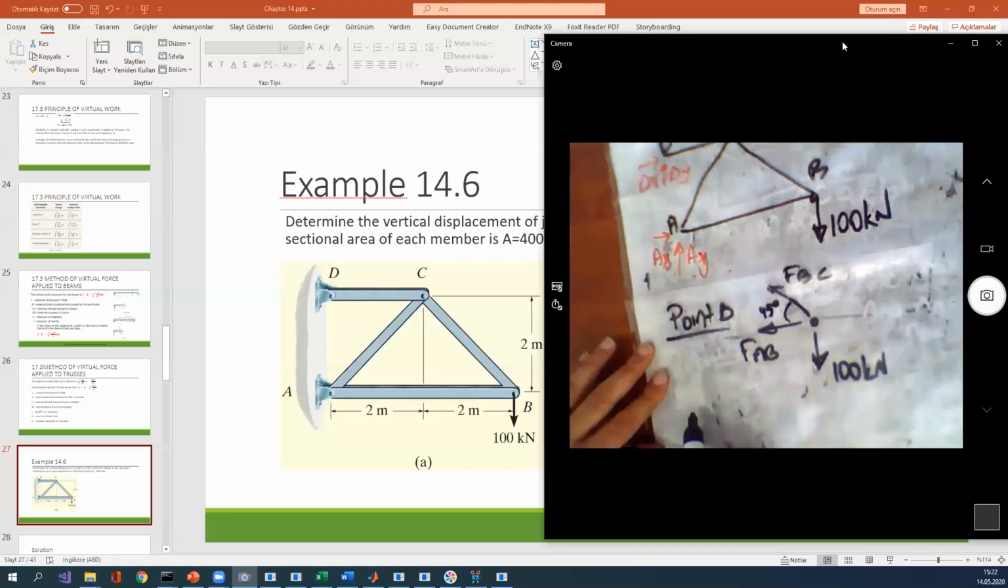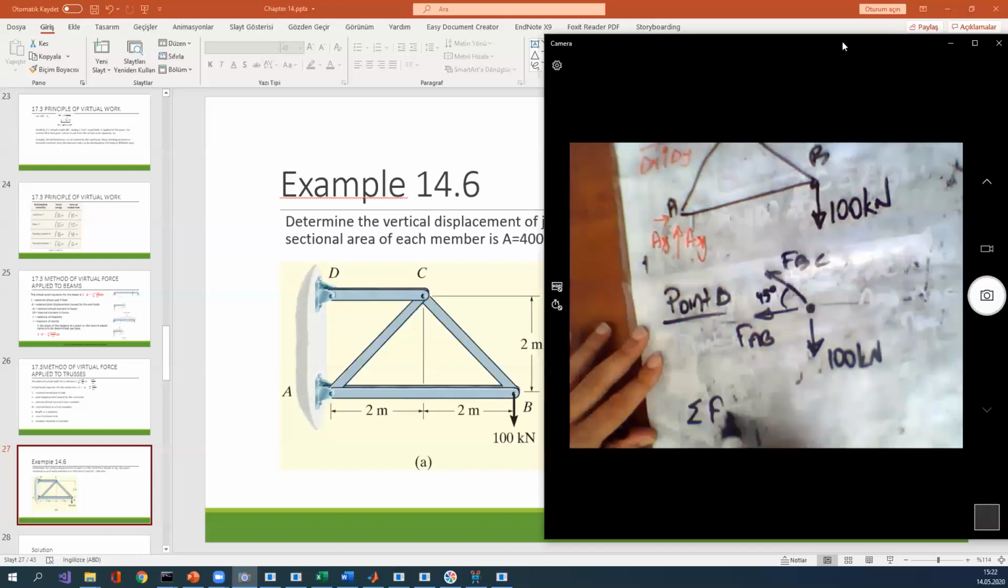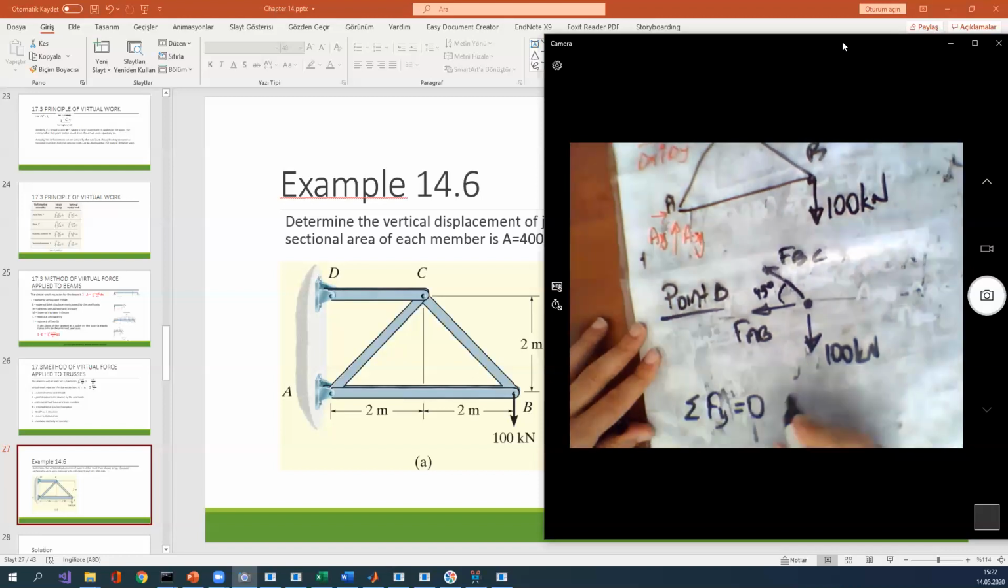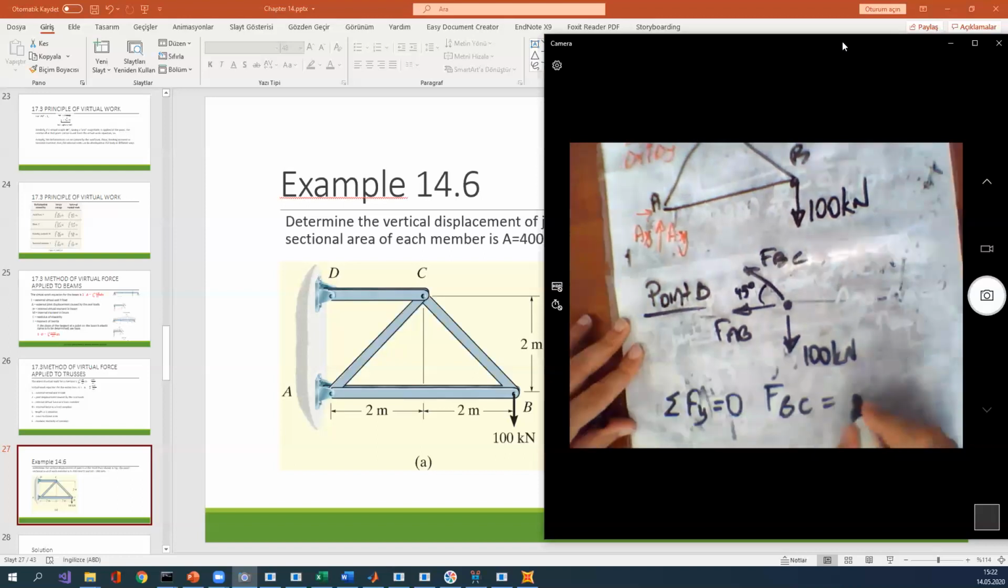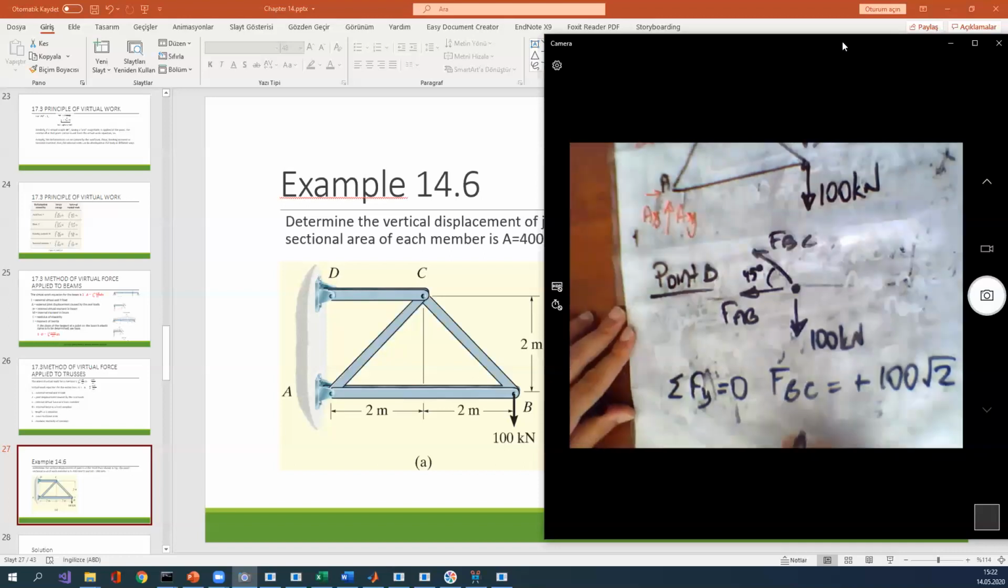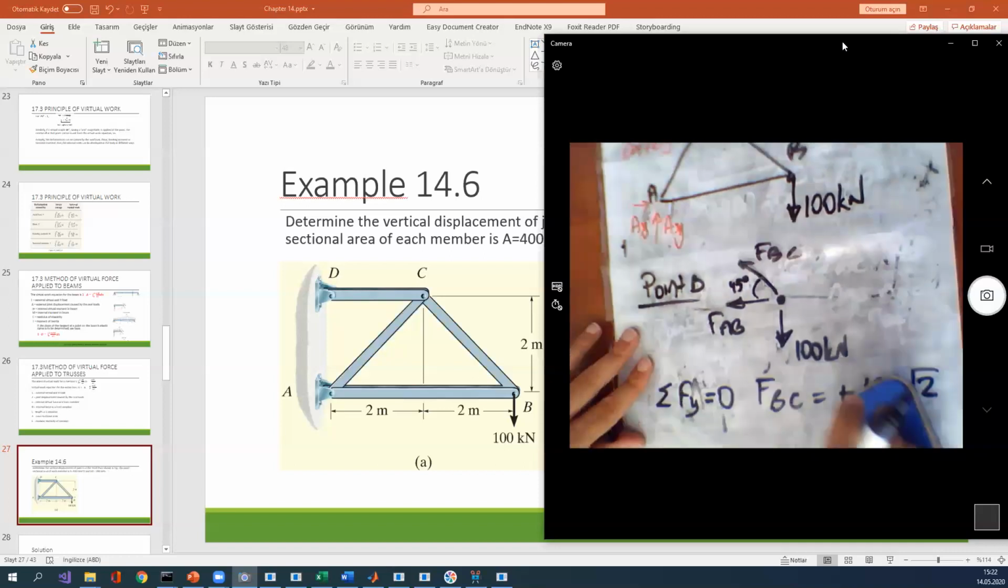Now sigma Fx is equal to 0, so not Fx. First of all, I want to start with the Fy. Okay, FBC is equal to positive 100 square root 2. I'm sorry, I'm going a little bit fast, but if you want, I can do it for you in detail.